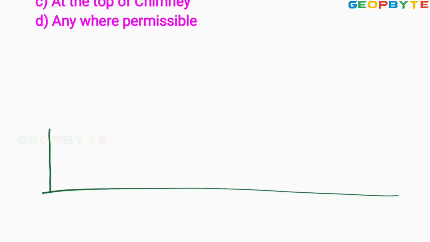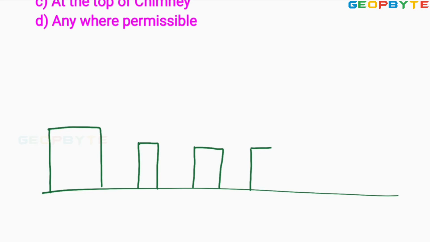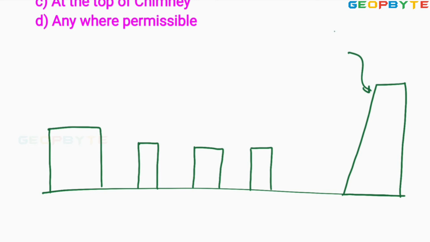This is your boiler, superheater, economizer, air preheater. Then this is the chimney. At the base of the chimney, we are placing a fan called induced fan. This is the induced fan.